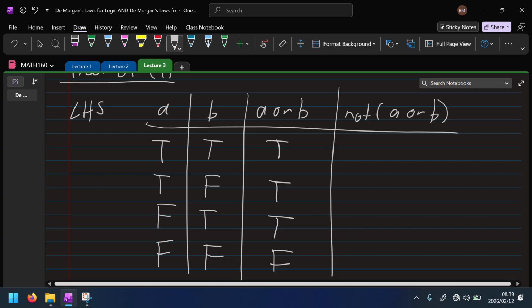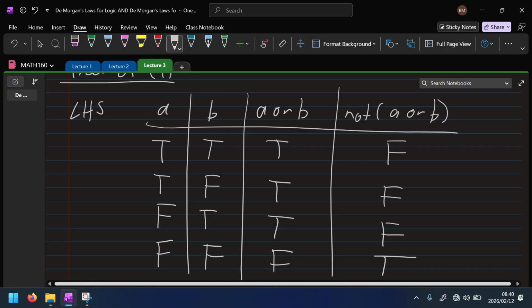Now, not A or B, we discussed this last time. It's the opposite of whatever we have here. So not true, it can be only one thing, false. Not false, it can only be one thing, true. So let's go through that. First one. Yep. Yep. Yep. Perfect. Very quick and easy.